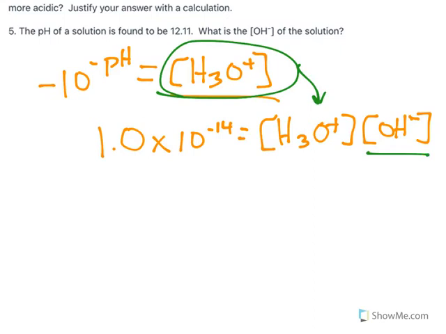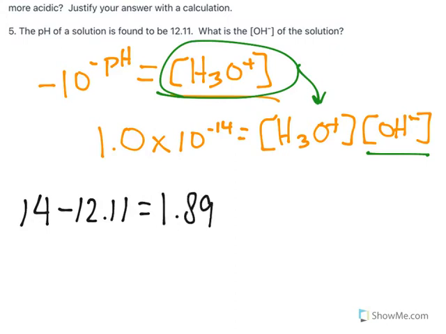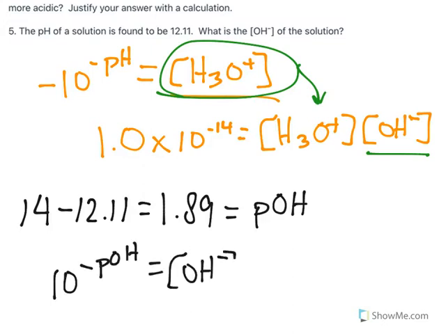Or you could tackle this from a pOH standpoint. 14 minus 12.11 is, again, math is just simply too hard for me. I guess I'm too hungry. It is 1.89, and that is the pOH of this solution. Then 10 to the negative pOH is going to equal your OH concentration. And that method just seems easier to me, so I'm going to do that. I'm going to say 10 to the negative pOH, so 10 to the negative 1.89 gets me a hydroxide ion concentration of 0.013 molar.